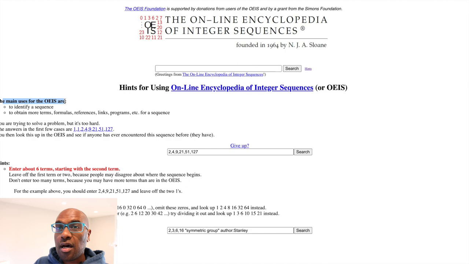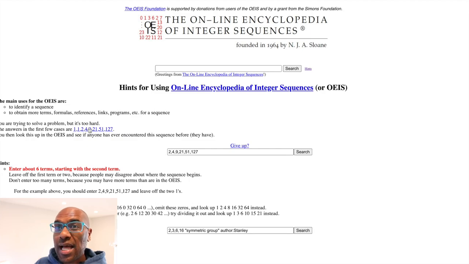So if you want to use the online encyclopedia yourself, I actually highly suggest it, and there's a page that gives you hints and help on how to use it most effectively. So what you can do is type in any sequence that you're curious about and want to know information about. This particular website will give you information about maybe recursive formulas, explicit formulas, and as they say right over here, when you're trying to solve a problem but it seems too hard, write your sequence down with the first several cases, and you'll be able to get some interpretations.